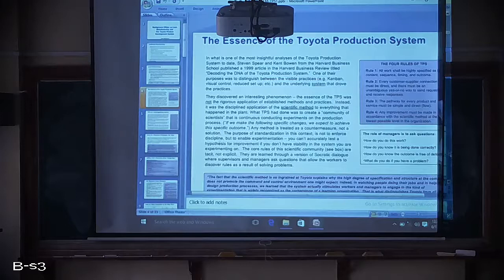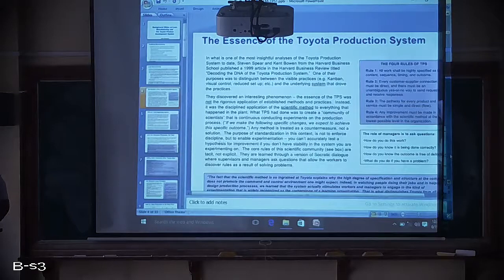Rule number four, any improvement must be made in accordance with the scientific method at the lowest possible level in the organization. Okay, because they're going to be long lasting, you can document it. Any changes without a scientific method, we don't have anything. That's why I always go for standardization and standard operating procedures, SOP and all.